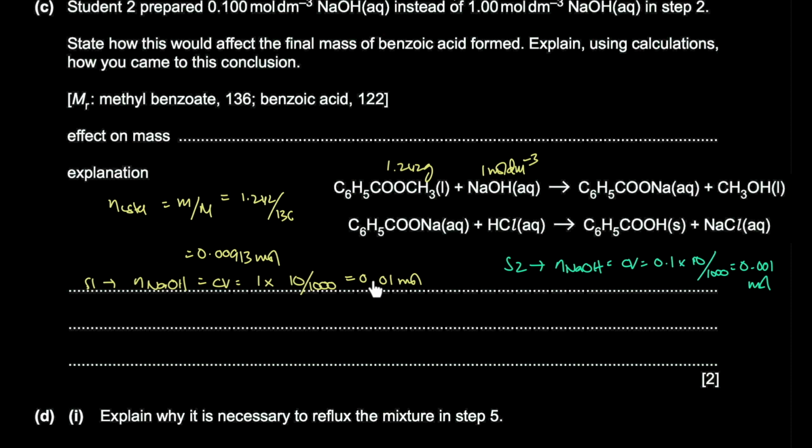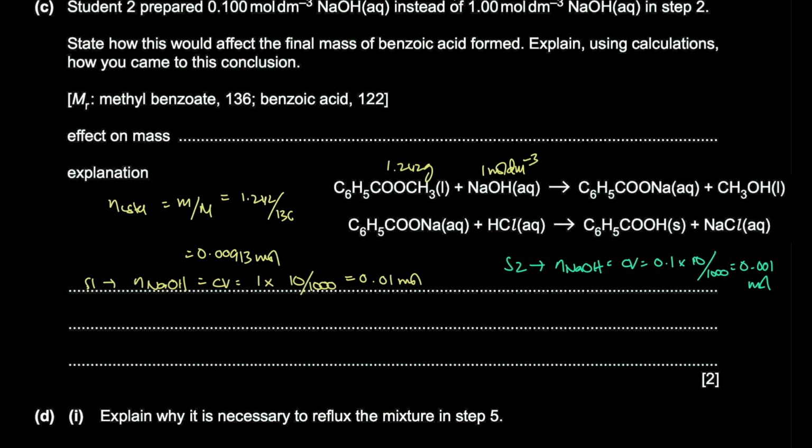Initially, the sodium hydroxide was in excess. When student 1 used 1 mole per dm cube sodium hydroxide, we have more moles of sodium hydroxide than we do of the ester. But in the case of student 2, sodium hydroxide is no longer in excess. Since the sodium hydroxide is no longer in excess, not all the ester will react, which will obviously result in a lower mass of benzoic acid being made.